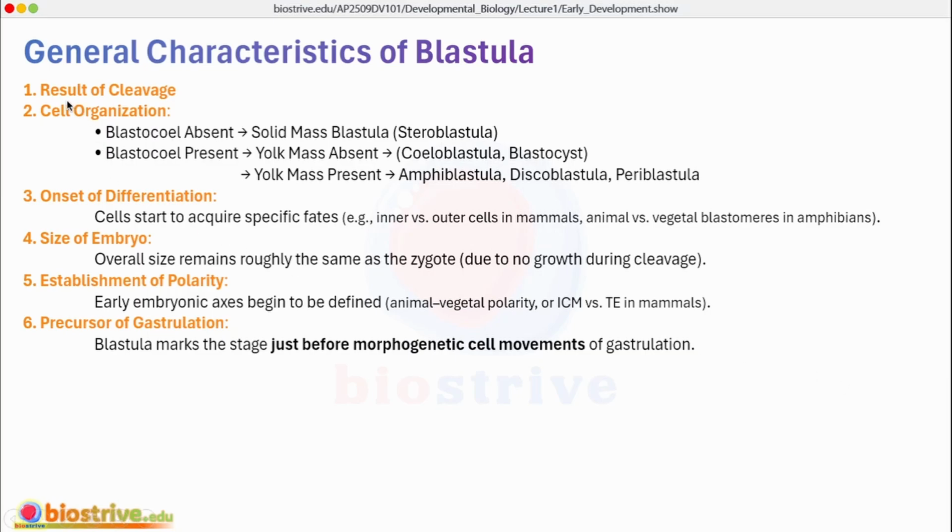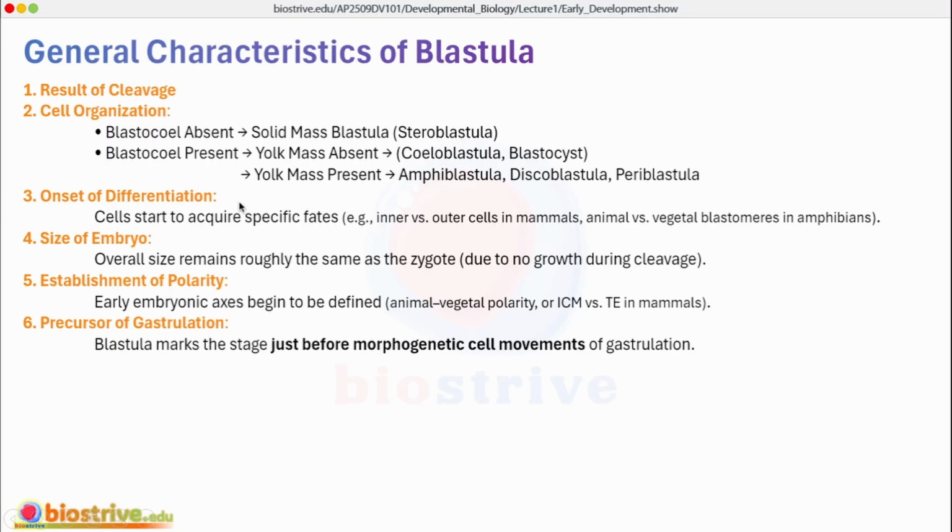The first point is already clear, that it is the resultant structure of cleavage. And if we talk about cellular organization, the hollow cavity, which is blastocele, can either be present or absent. If it is absent, we call it solid mass blastula, because in case of solid mass blastula, there is only solid mass of cells, and the cavity blastocele is either absent or very much reduced. And if it is present, it may be present with yolky mass, or yolky mass may be entirely absent. That's how we classify different types of blastula. We will talk about this in a moment.